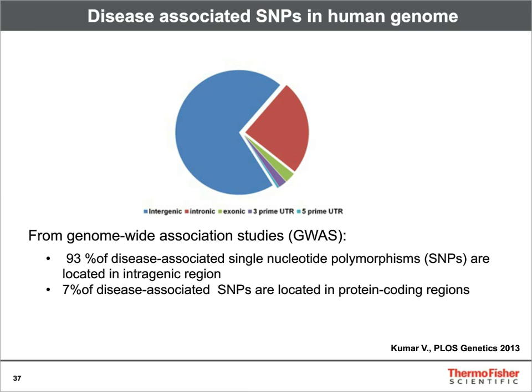From genome-wide association studies, it is clear that many disease-causing SNPs are located in human genome. Surprisingly, 93% of these SNPs are located in non-coding region of human genome. Only 7% of disease-causing SNPs are located in protein-coding region. To study these SNPs in cell-based models, one needs to create isogenic cell lines using genome engineering tools to further validate the effect of SNP in human genome. Let me describe a few human diseases associated with SNPs in the next slide.